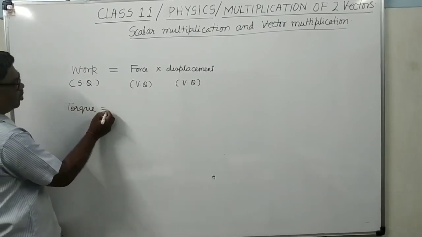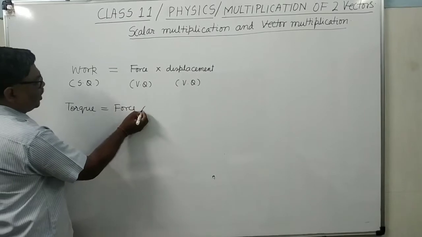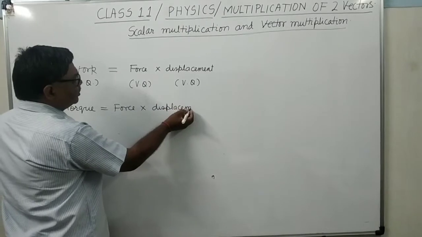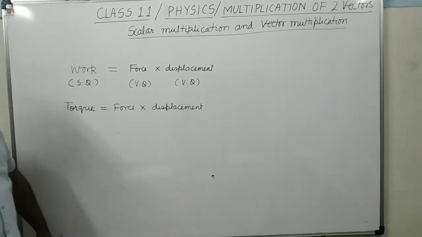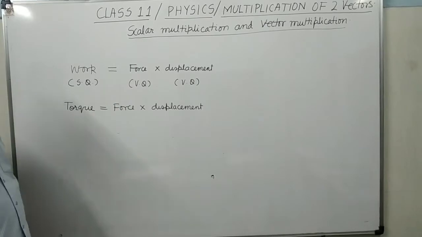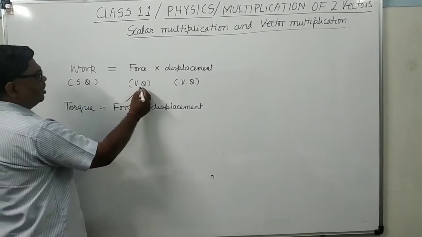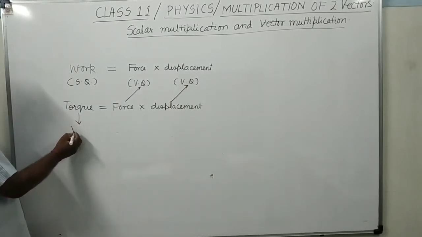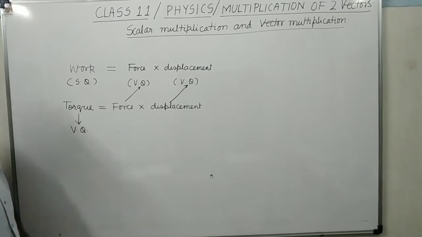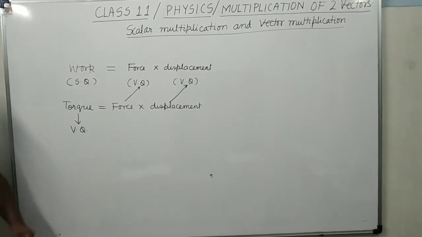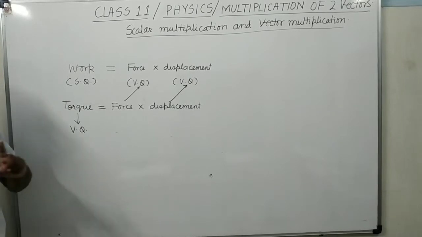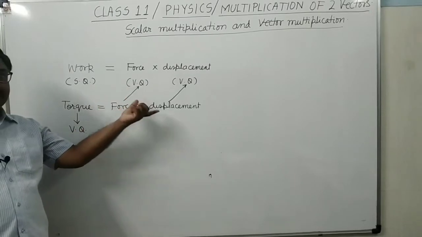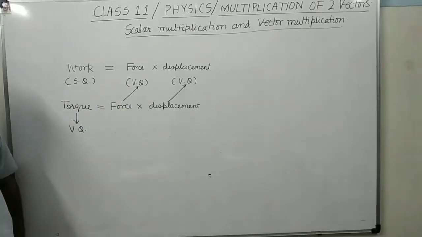In the torque, if you see the formula, torque is also equal to force multiplied by displacement of its line of action from the axis of rotation. Here the force is the same thing. Force is a vector quantity, displacement is a vector quantity, and torque is a vector quantity. So from this example you can see that when we multiply two vectors in one way, the result is a scalar quantity. When it is multiplied in some other way, the result is a vector quantity.